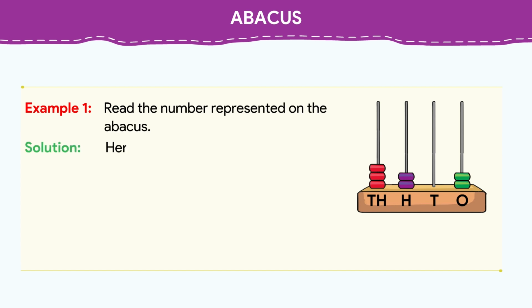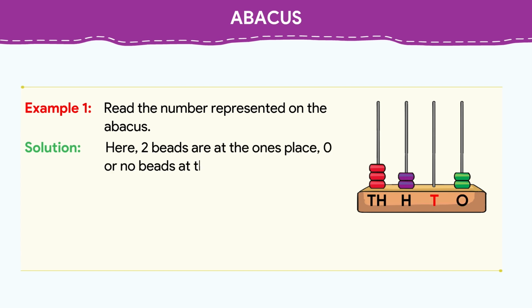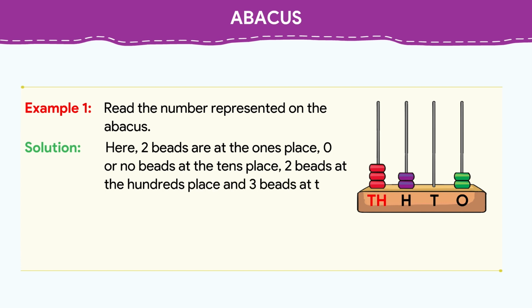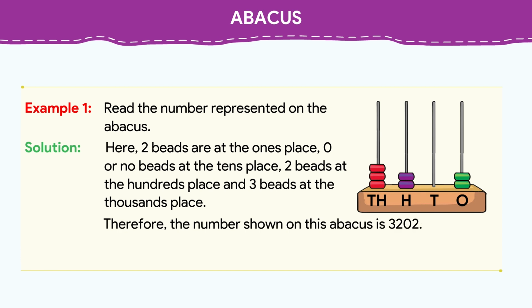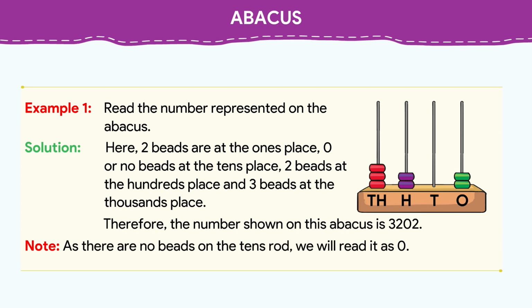Solution: here, 2 beads are at the ones place, 0 or no beads at the tens place, 2 beads at the hundreds place and 3 beads at the thousands place. Therefore, the number shown on this abacus is 3202. Note: as there are no beads on the tens rod, we will read it as 0.